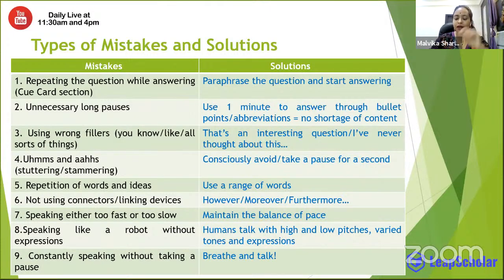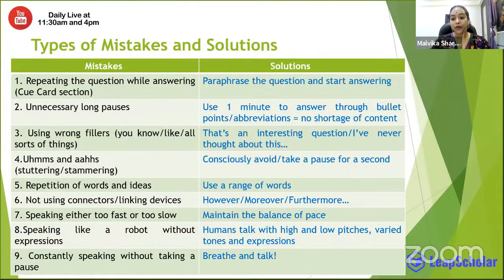Number one, the moment any card or something like a discussion comes in front of us, what is the tendency that we have? We have this tendency to repeat the question. If somebody is asking, how are you? Oh, how am I? Well, I am good. You don't have to do that. You don't have to repeat the question.